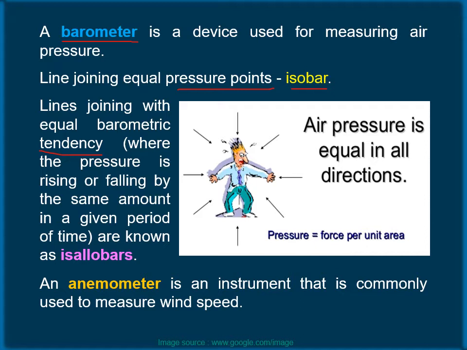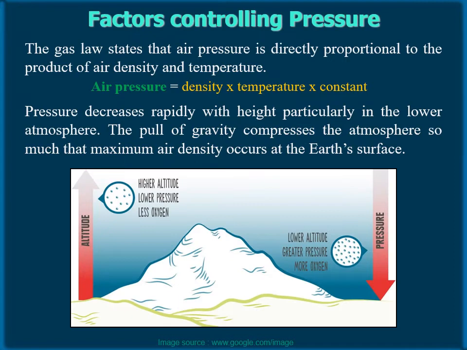Now, an anemometer is an instrument to measure wind speed. Now, coming to the factors controlling air pressure or atmospheric pressure. We know that the gas law states that air pressure is directly proportional to the product of air density and air temperature. So we can write a simple equation: air pressure is equal to density multiplied by temperature multiplied by a constant. Now, pressure decreases rapidly with height, particularly in the lower part of the atmosphere, that is in the lower part of the troposphere.